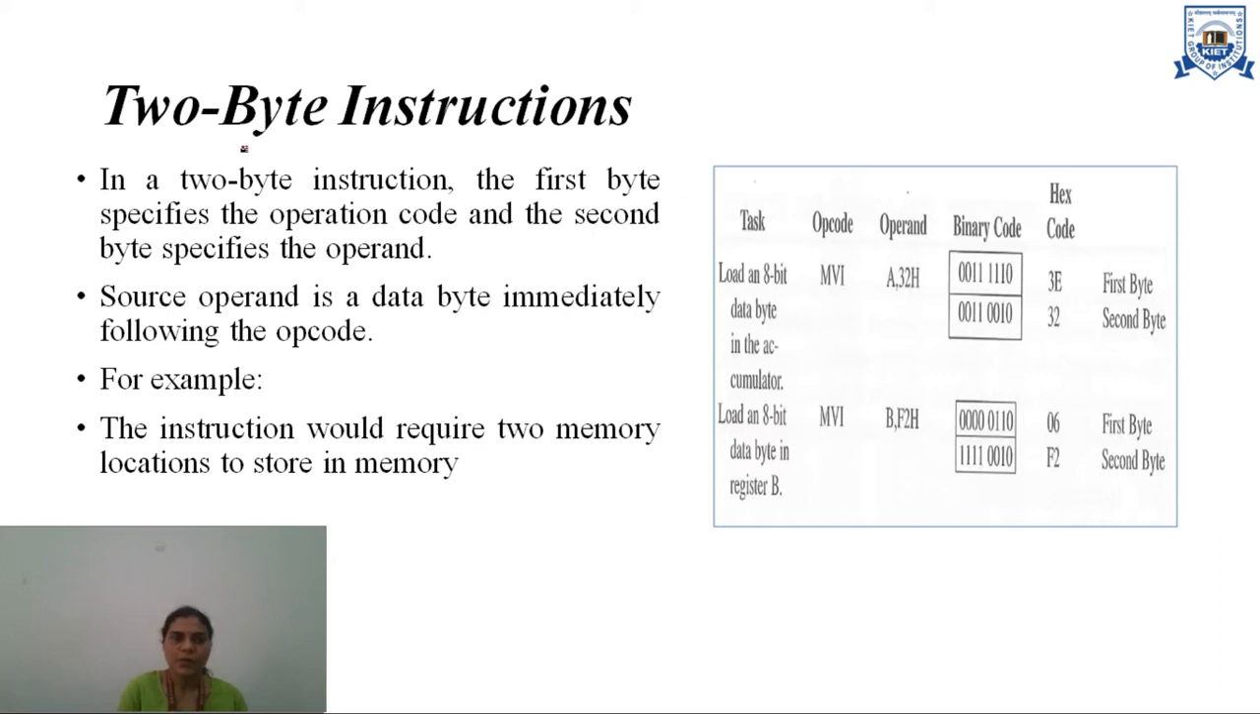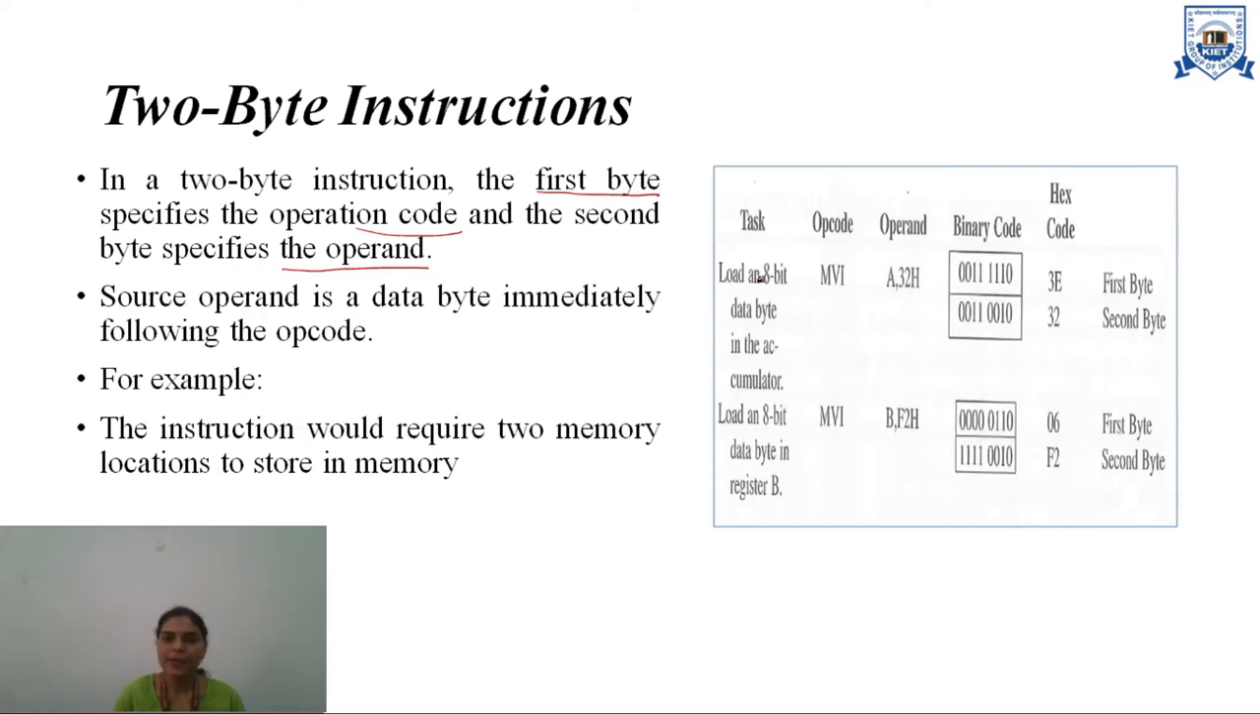Here the instruction will be specified by 2 bytes. In a 2 byte instruction, the first byte will specify the operation code, and the second byte will specify the operand. Here the source operand is a data byte immediately following the opcode. So the first byte is the opcode and the following second byte is the operand. Such a type of instruction will take 2 memory locations, 1 location for each byte.